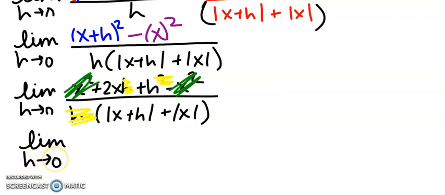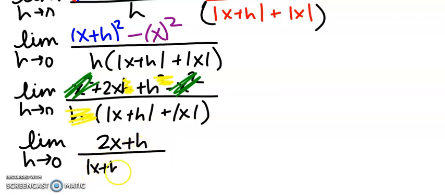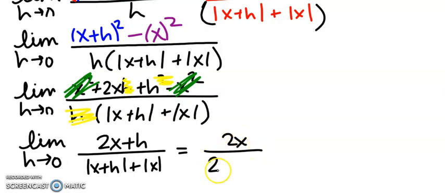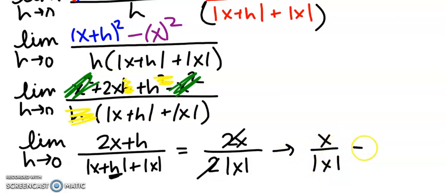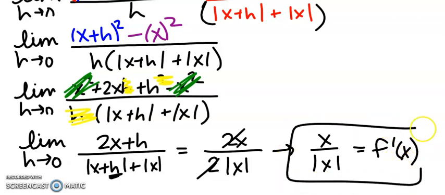Limit as h approaches 0 of 2x plus h all over the absolute value of x plus h plus the absolute value of x. And when I do direct substitution here, I'm going to get 2x over 2 absolute value of x, because this h will go to 0. 2's cancel out, and I'm left with x over the absolute value of x. That is equal to my derivative, f prime.